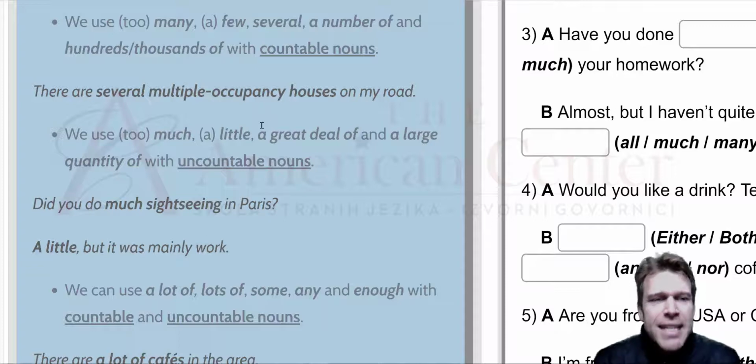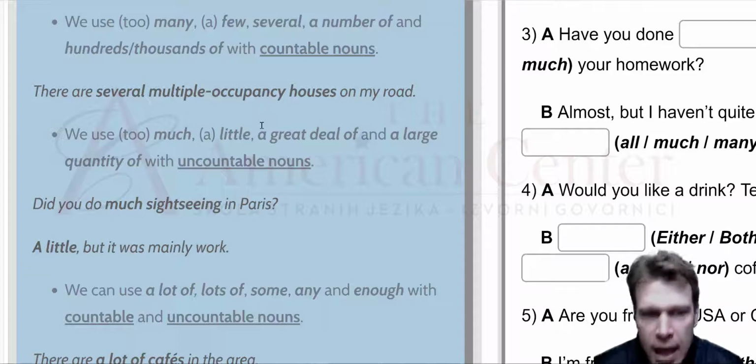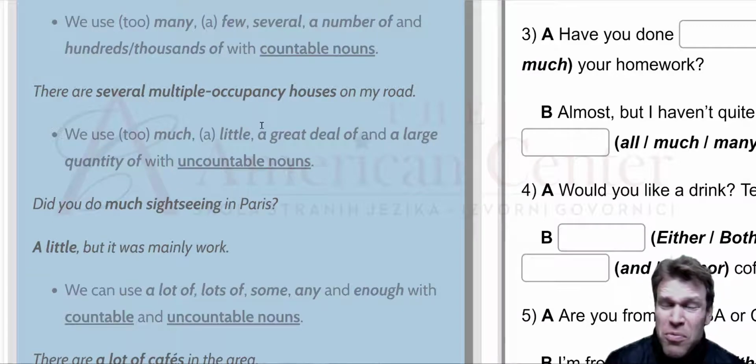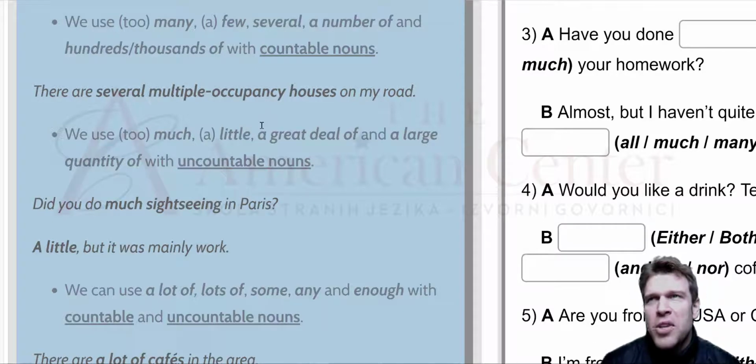Okay, so sightseeing. The next one. Did you do much sightseeing? Well, that's obviously uncountable. Okay, this sightseeing is more or less a gerund, which we have discussed, and we can't count this. Okay, and much. We Croatians will get into trouble with much and so. Okay, there will always be a noun after much. Okay, so much, so there will be an adjective.